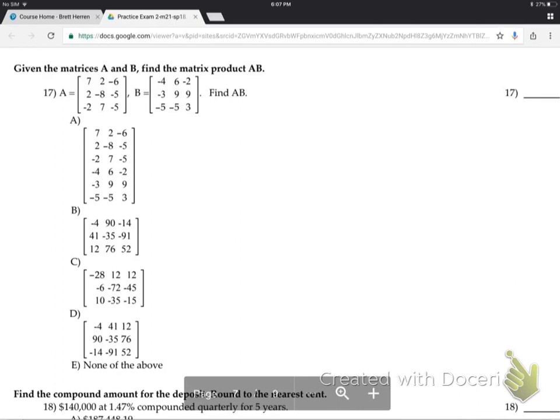All right, number 17, it's just A times B. That's just use your calculator, enter matrix A, enter B, and multiply them. You will get answer B.